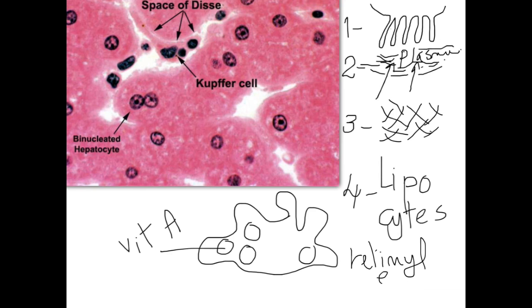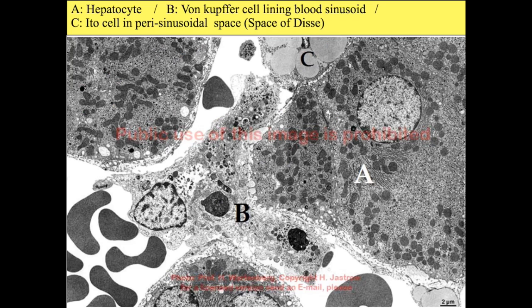Retinyl ester inside these lipid droplets. This is an electron microscopic picture. If you look at this picture, you will diagnose the RBCs. These are the RBCs present in the blood sinusoid. So, this cell is in the lining of the blood sinusoid.